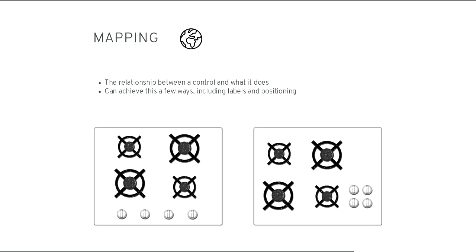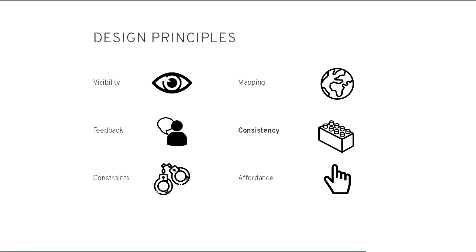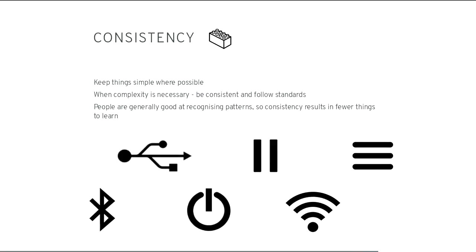Bear in mind, if you have controls and the thing that they control, how are you telling people that these things are related? The next one is consistency. In an ideal world, you want to keep things simple, right?